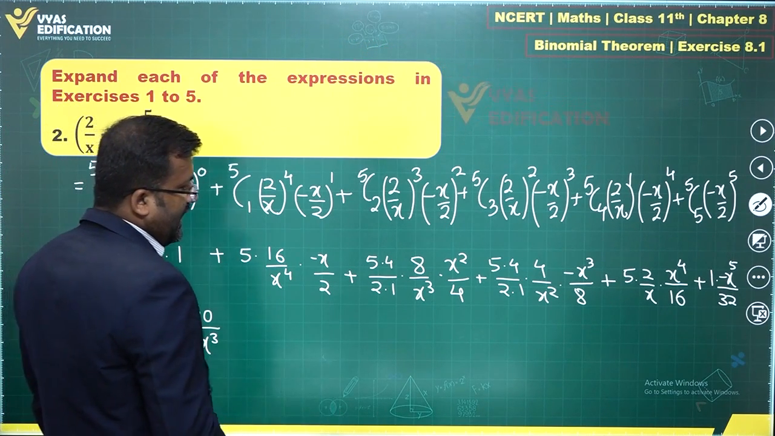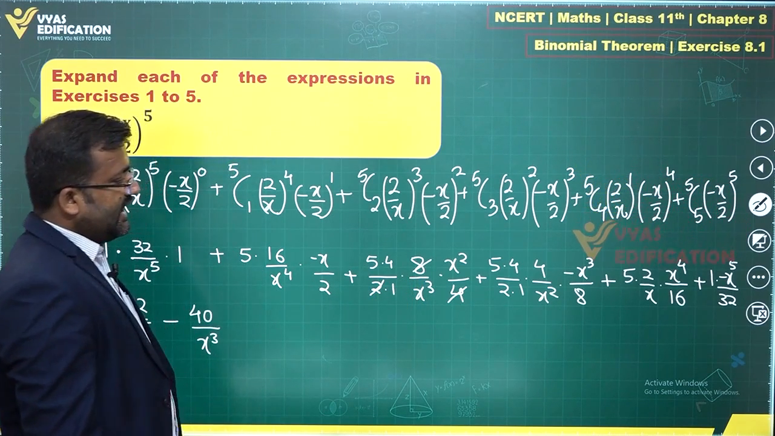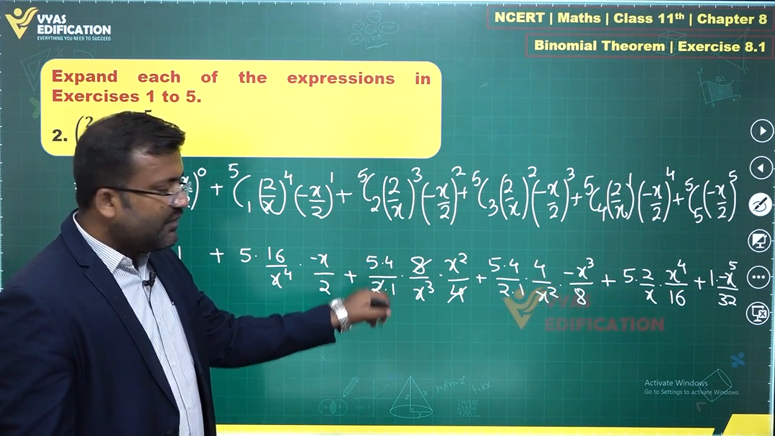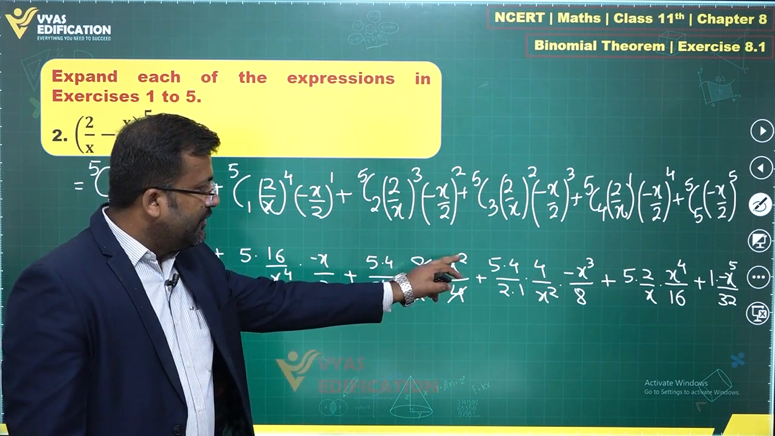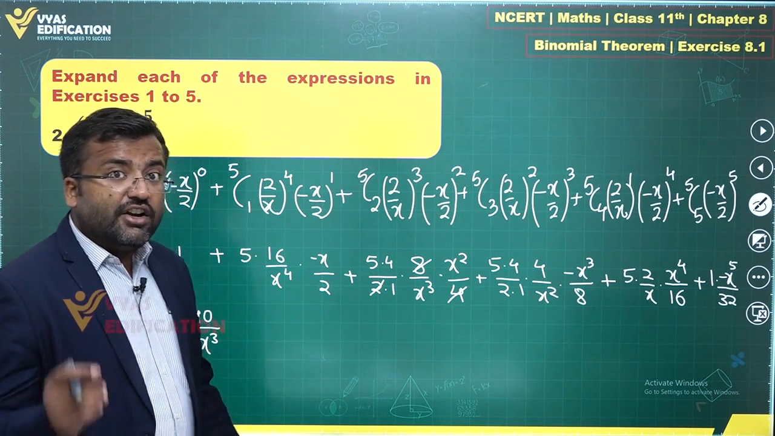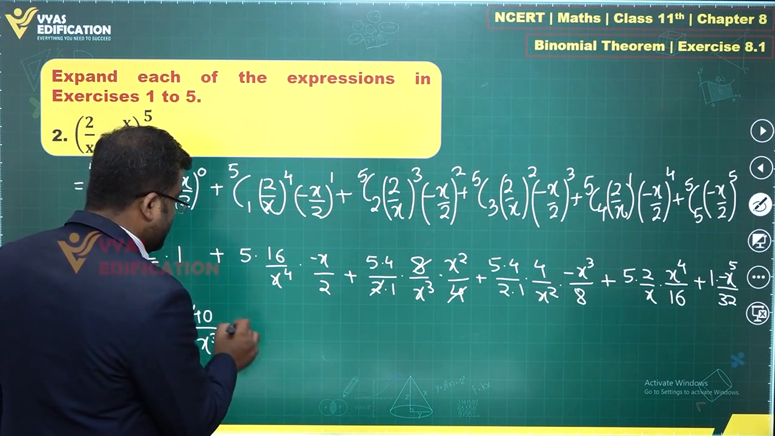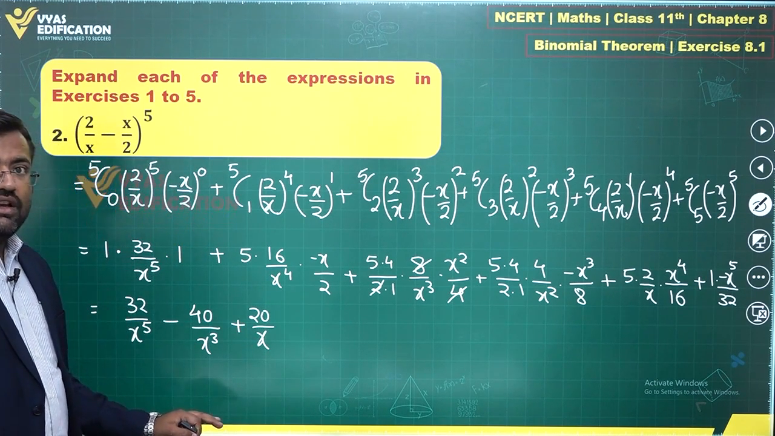Next, what do you have over here is 4 times 2 is 8. This will get cancelled and in the numerator you have 5 times 4 which is 20. Okay, what about power of x? In the numerator you have x square, denominator you have x cube. X square will get cancelled and in the denominator one x will remain extra. So this is 20 upon x. This is what you have, right?